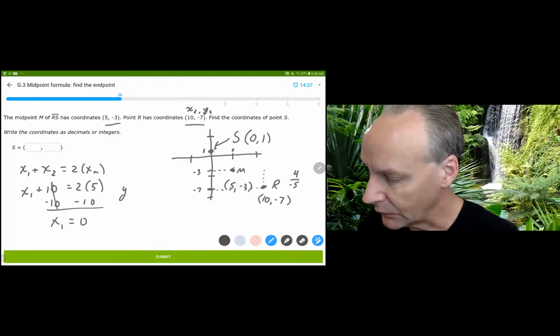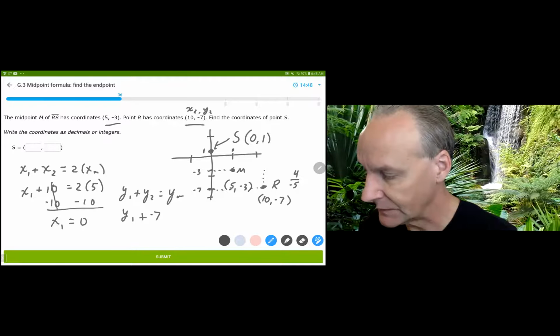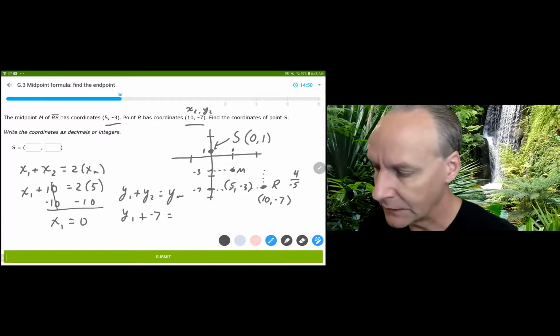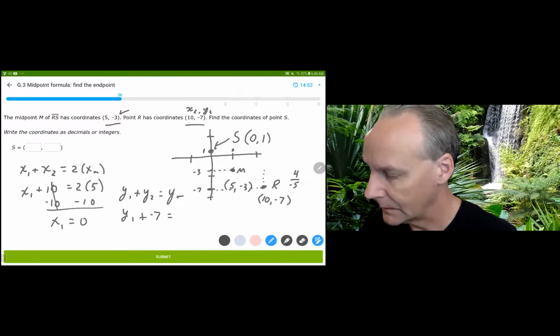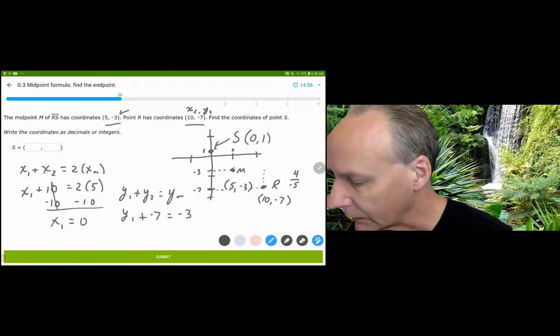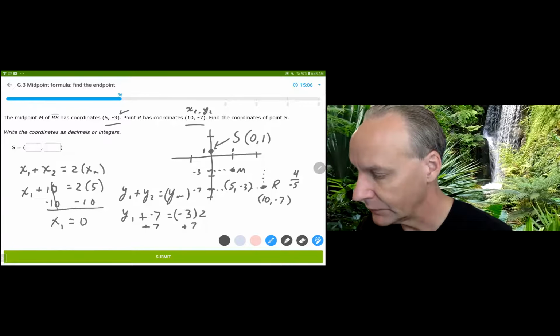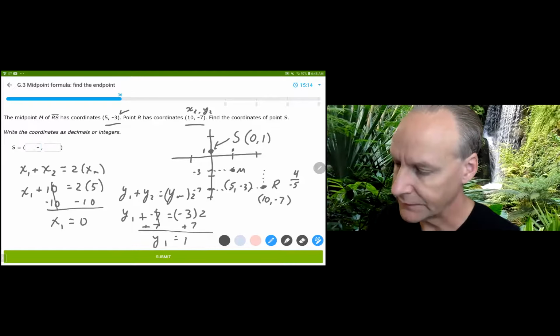That's going to be y1 plus y2 is equal to ym. And I guess I called that y2, didn't I? y1 plus -7, same as -7. And ym is the -3. And what did I do wrong? Oh, I have to multiply it by 2. And now I'm going to add 7 to both sides. Times 2. Didn't put my times 2 on it. And I get y1 is equal to -6 plus 7 is 1. So we're at 0, 1.